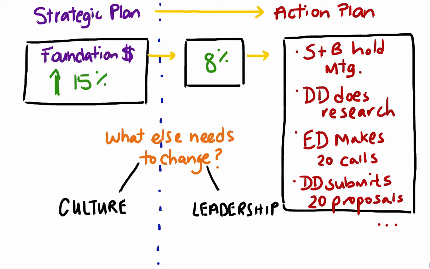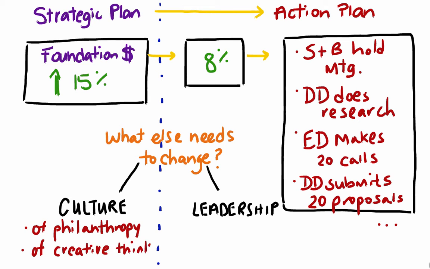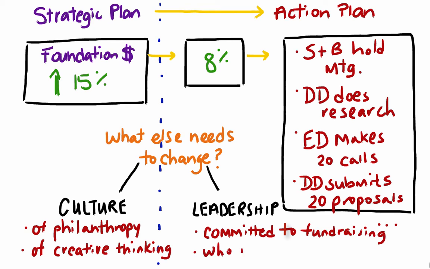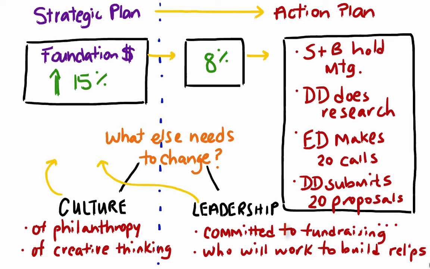So what needs to align in your culture and leadership for your organization to succeed in foundation fundraising? You need to have a culture of philanthropy and one that supports creative thinking. Your leadership needs to be committed to fundraising and to building foundation relationships. Once you've identified these other organizational components that need to change, make sure there are goals and action steps reflected in your strategic plan and action plan so that your organization is aligned.